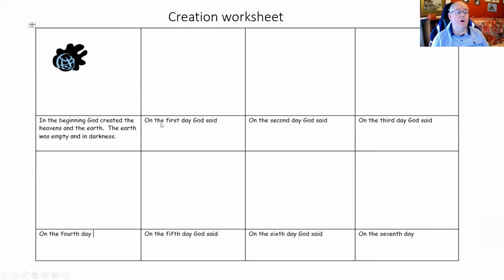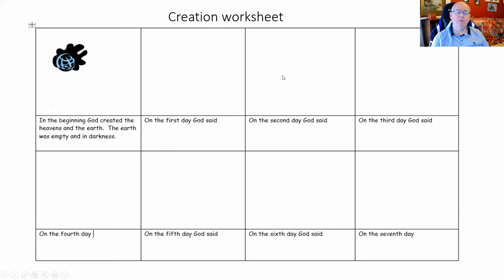For example, on the first day, God said, "Let there be light." And there was day and night. So I would finish that sentence by writing, on the first day, God said, "Let there be light." And God made night and day. And I will probably draw a picture of maybe half of it dark and half of it light. I might do that. On day 2, God said, "Let there be sky."